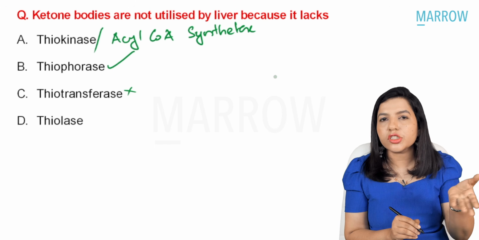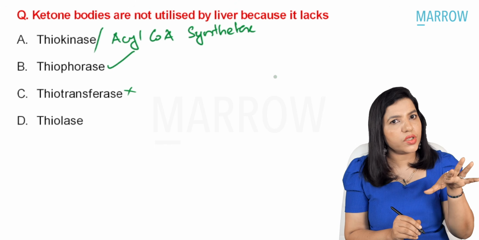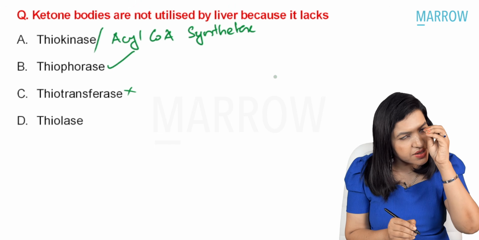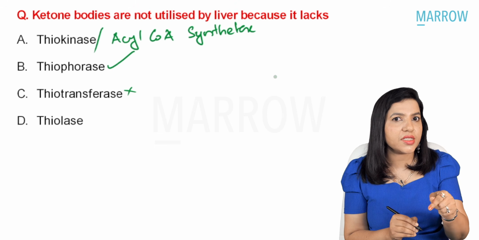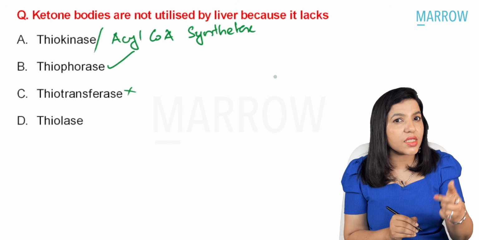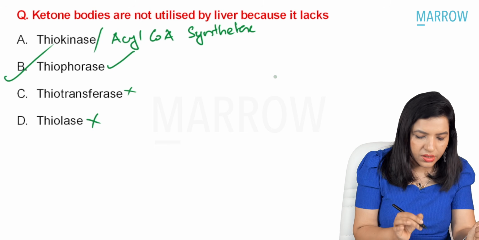Fatty acid oxidation is a pathway that is taking place in the liver also. So it is not an enzyme involved... It is an enzyme involved in ketone body utilization, but it is not an enzyme which is absent in the liver. So hence that is also not the answer. So here the answer is thiophorase.